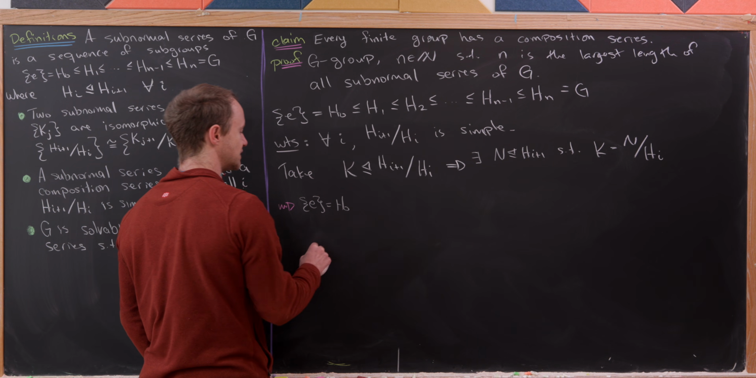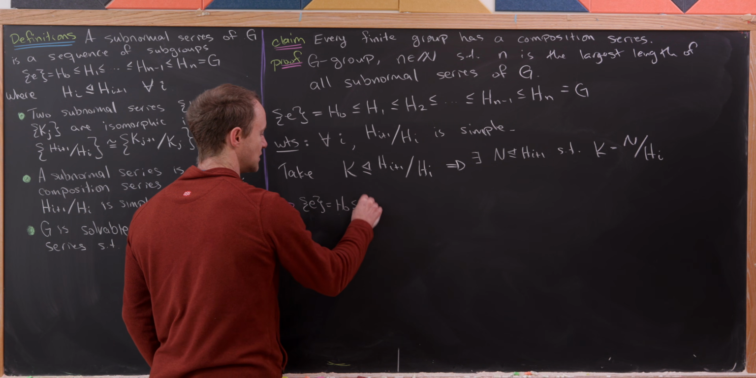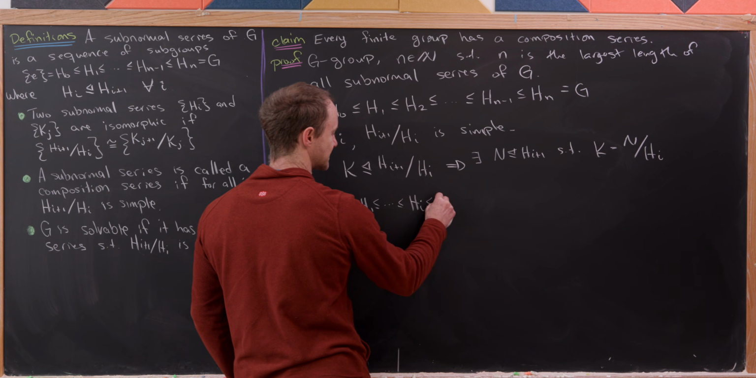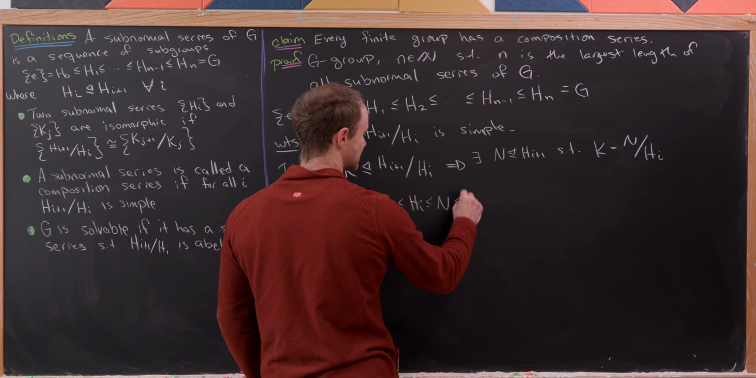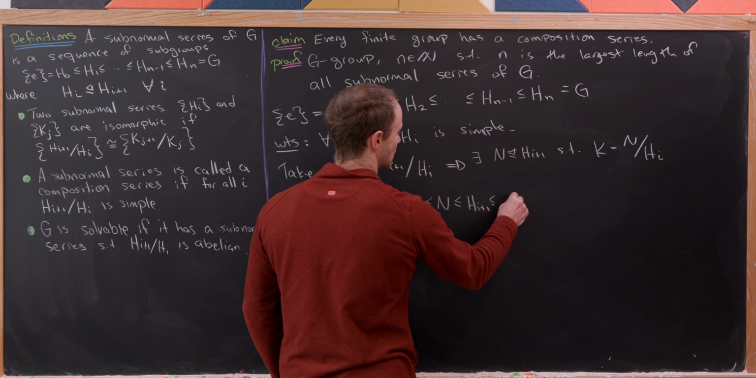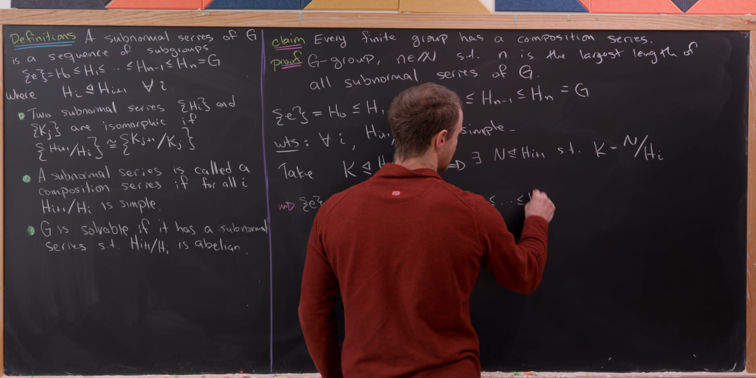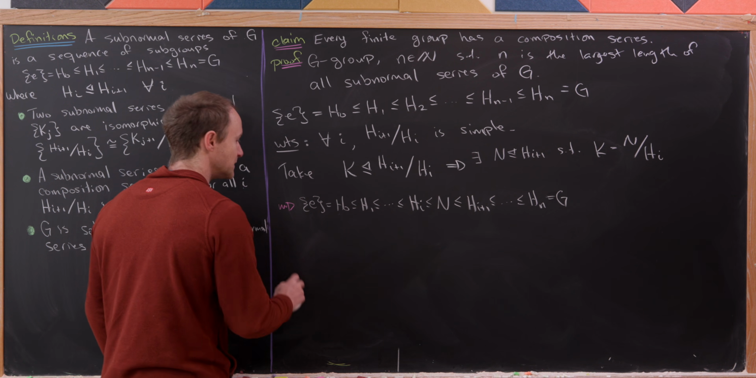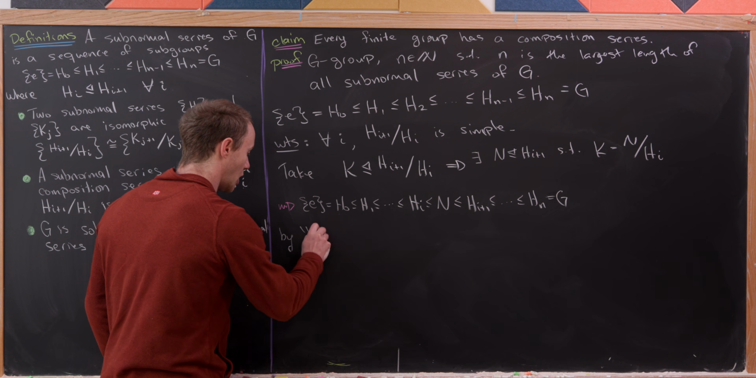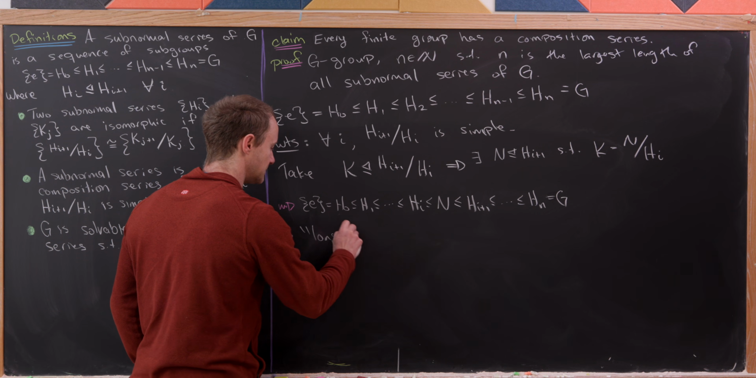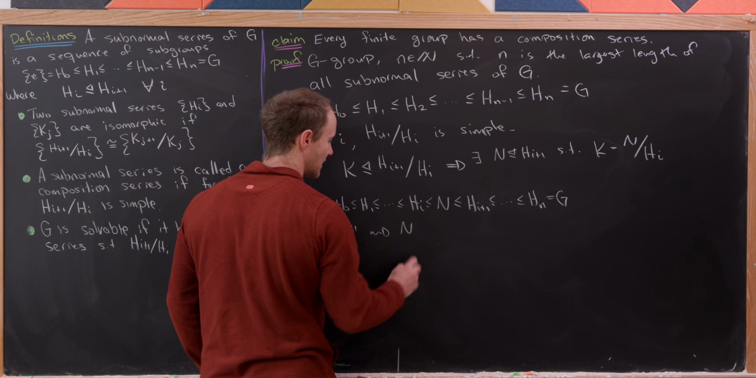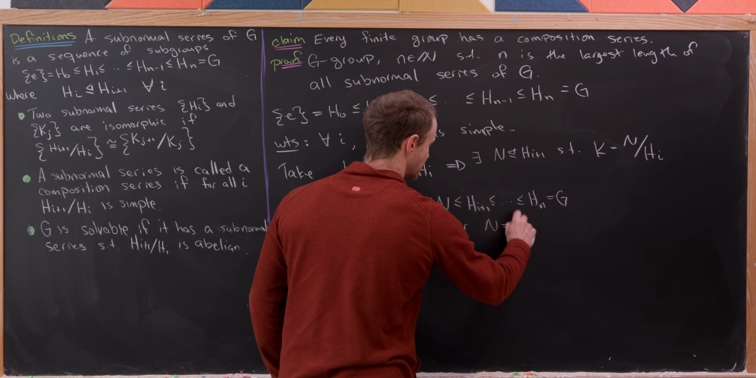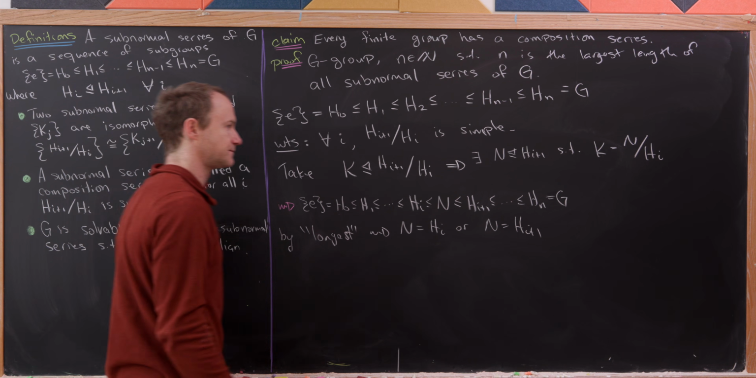So we've got E, which is the subgroup H_0, which is a subgroup of H_1, all the way up. We've got H_i here, which is a subgroup of N, and that's a subgroup of H_{i+1}, and so forth, all the way up to H_n, which is equal to G. Okay, but then by the longest condition, we know that the normal subgroup N is either equal to H_i or equal to H_{i+1}.